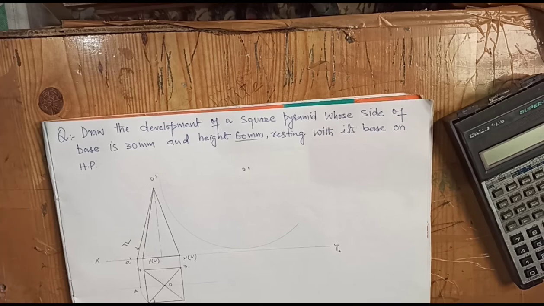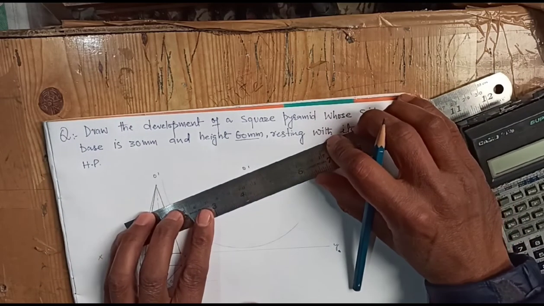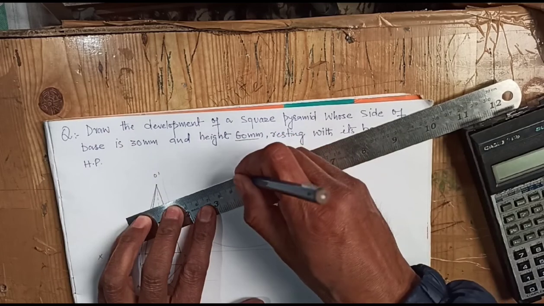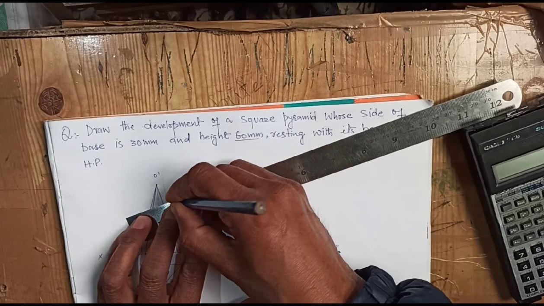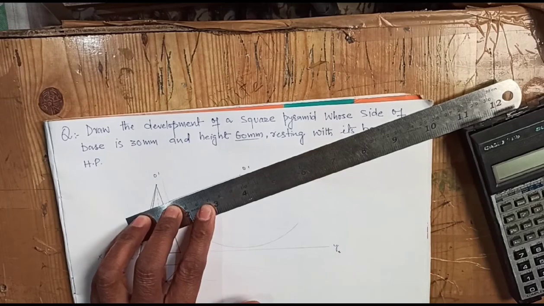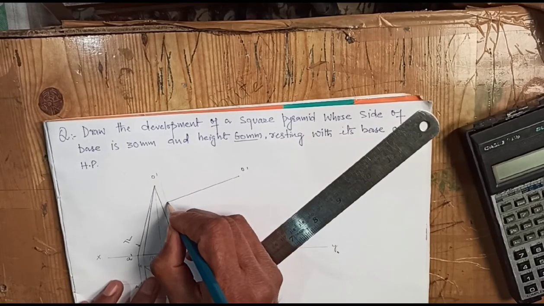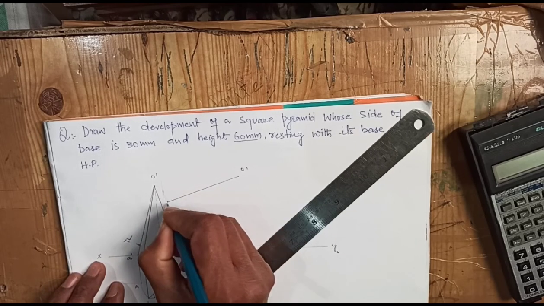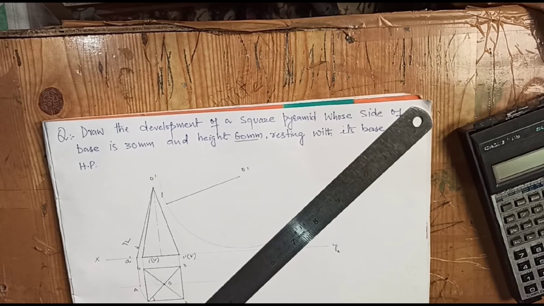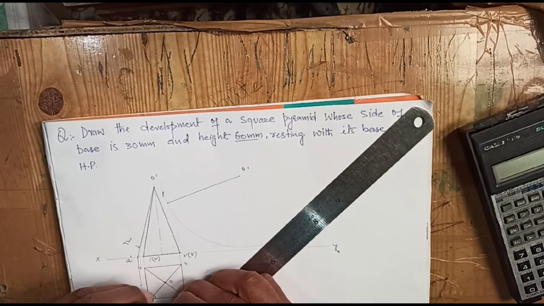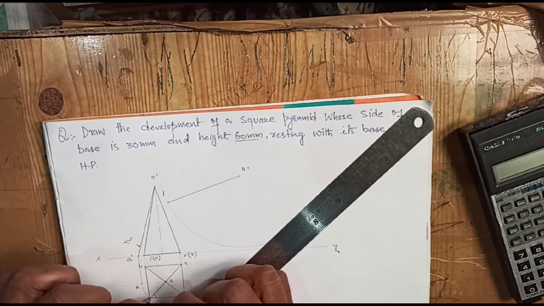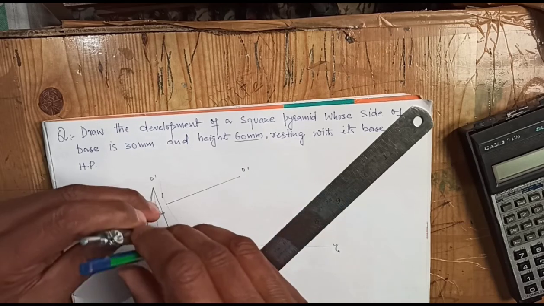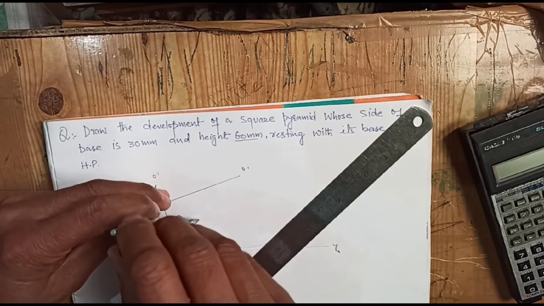Now you draw a slant edge from O prime to connect with this arc. This point, let us say, was my 1. From 1 we know that the measurement of its base edge was 30 mm. You measure 30 mm and cut the arc.